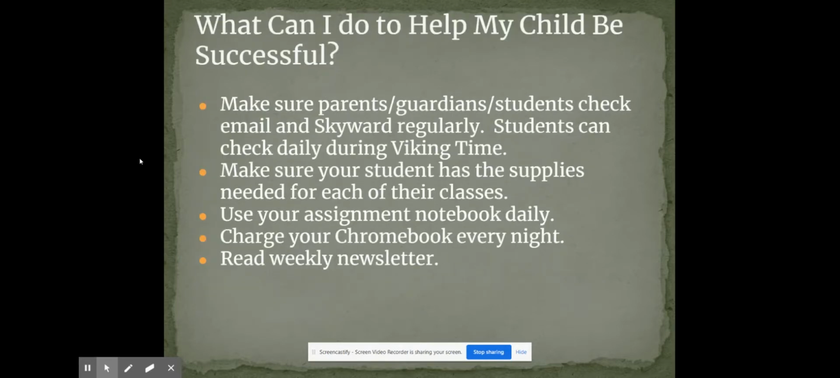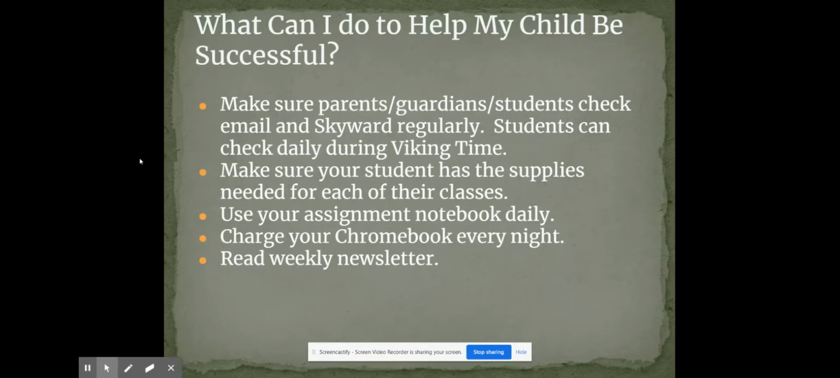What can I do to help my child be successful? Make sure parents, guardians, and students are checking email and Skyward regularly. Students can check both of these during Viking time. Make sure your student has the supplies needed for each of their classes. It helps students when they are prepared with what they need at the start of each class each day.